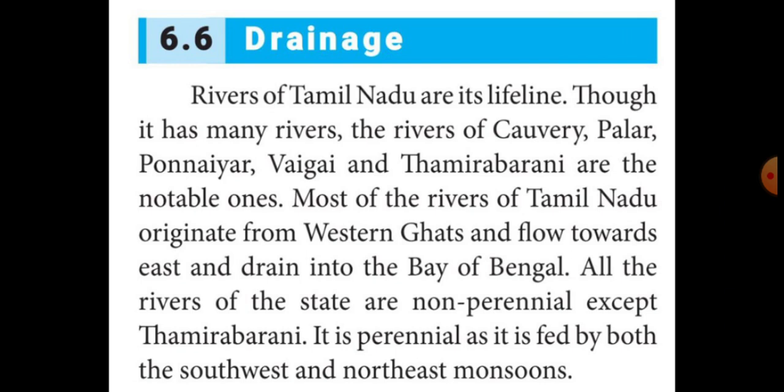Except Tamirabarani, all the remaining rivers are non-perennial. Tamirabarani alone is a perennial river. Perennial river means throughout the year the water is flowing. Except this Tamirabarani, all other rivers are non-perennial. Non-perennial means we get water from these rivers only during the seasonal rainfall.